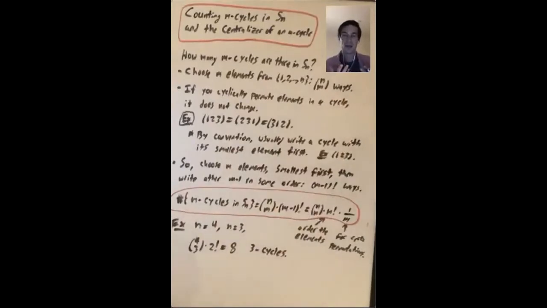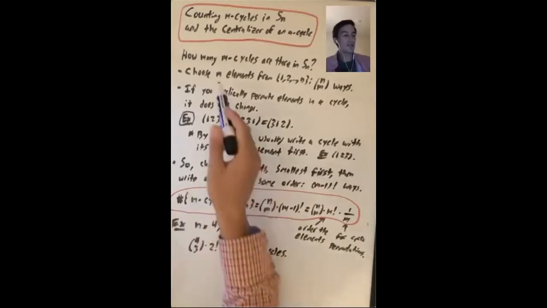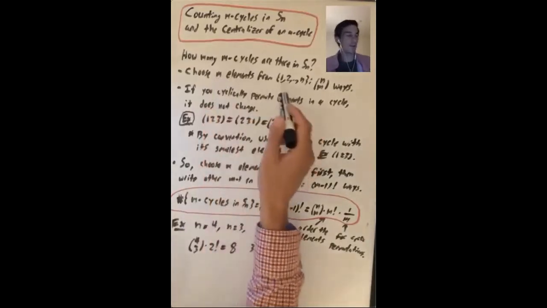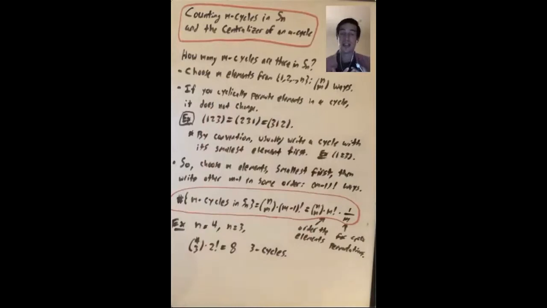So remember, what is an m cycle? It's a permutation where there's one cycle of length bigger than 1. That cycle has length m, and everything else is a fixed point. So if we have one cycle of size m, the other n minus m things are just fixed points. So we can pick the m elements from 1 up through n that are going to go into the cycle. How many ways are there to do that?